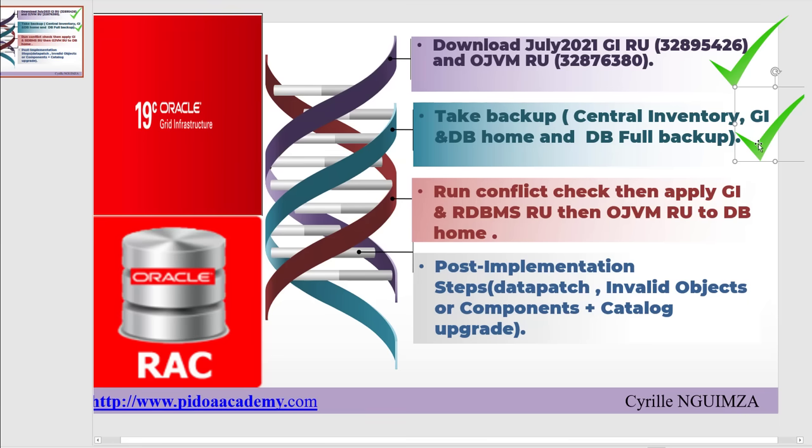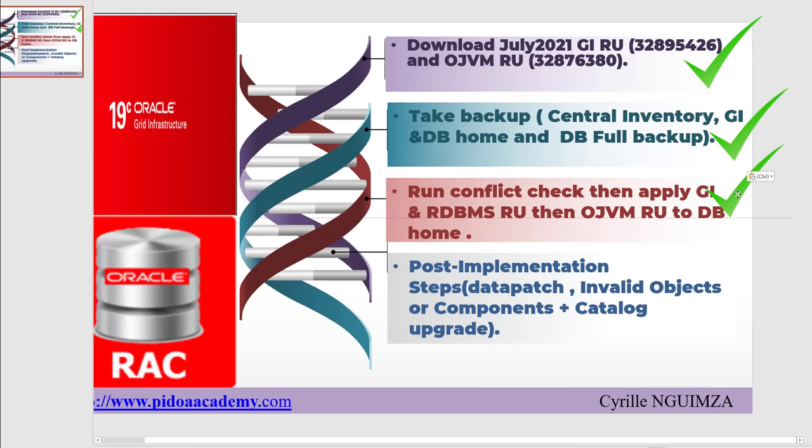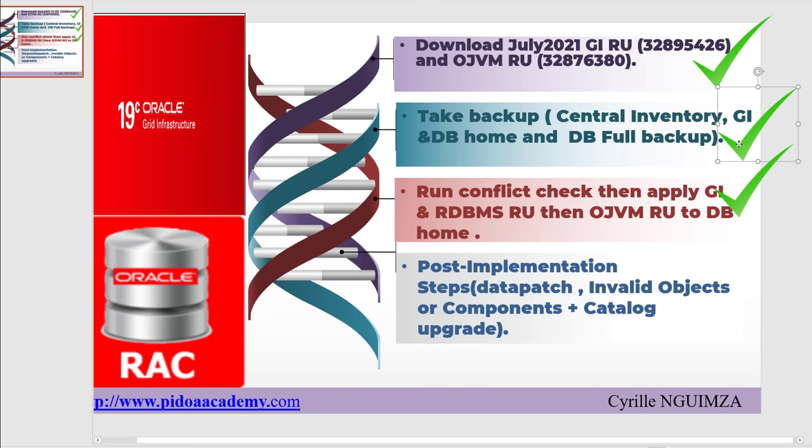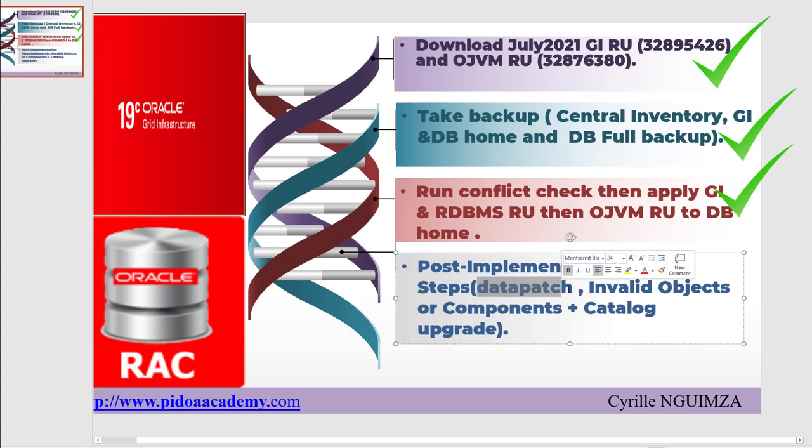With this, we are done with the third step. So the first one done, the second one done, the third one done. The last part will be the post implementation step. So we will run the Datapatch utility and then we will check the invalid objects and components. Since I have not configured a recovery catalog database in this cluster, we will not do this. Okay, so let's go and run the Datapatch utility.